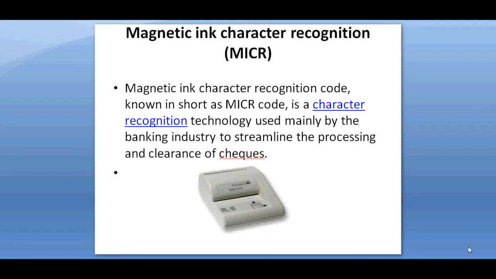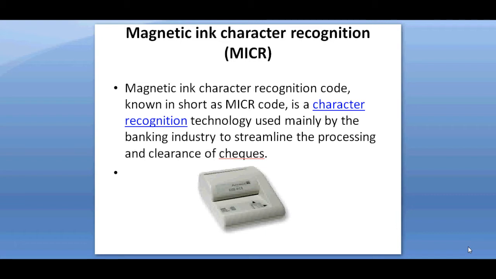Next input device is MICR, meaning magnetic ink character recognition. The MICR input device is generally used in banks as there are a large number of checks to be processed every day. The bank's code number and check number are printed on the checks with a special type of ink that contains particles of magnetic material that are machine readable.